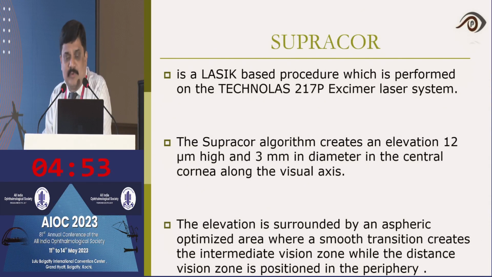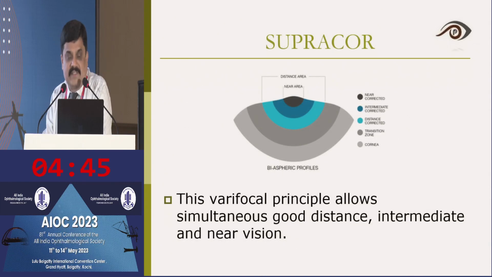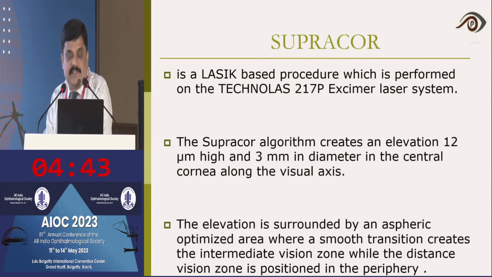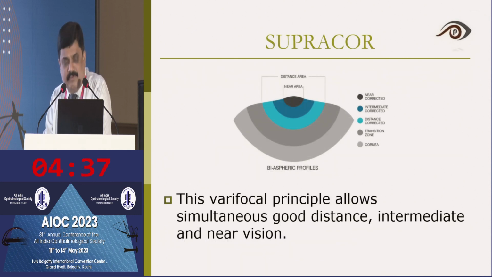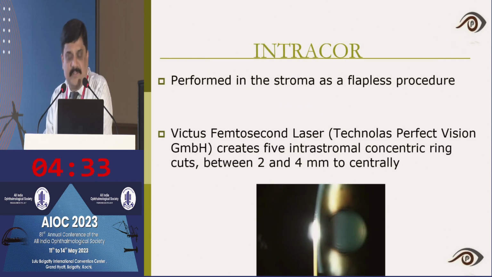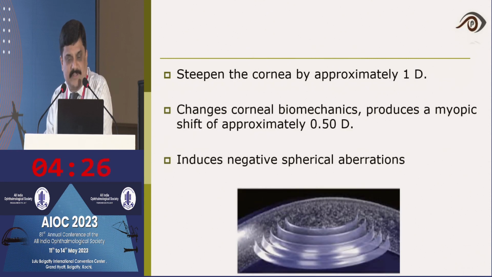Then one more popular presbyopia treatment is Supracor. That is with the help of the Technolas 217. What exactly do they do in Supracor? Actually, they treat both eyes for distance and both eyes for near. It was especially popular for hypermetropic patients. So Intracor, they started initially with that. Now Bausch and Lomb have stopped doing this treatment.